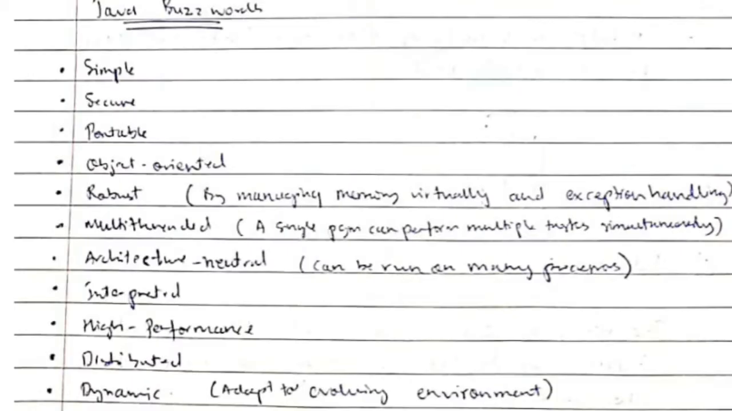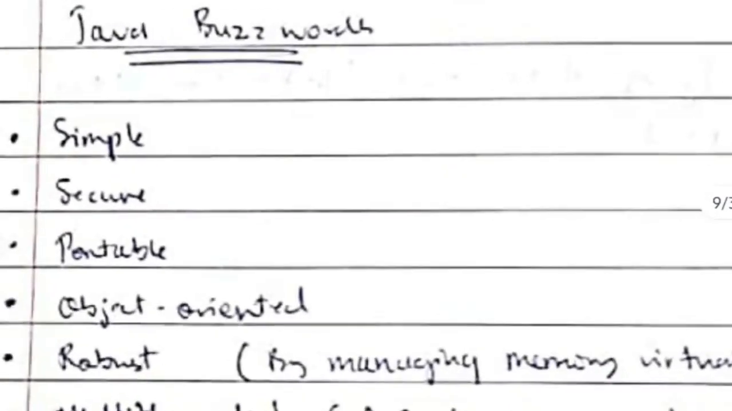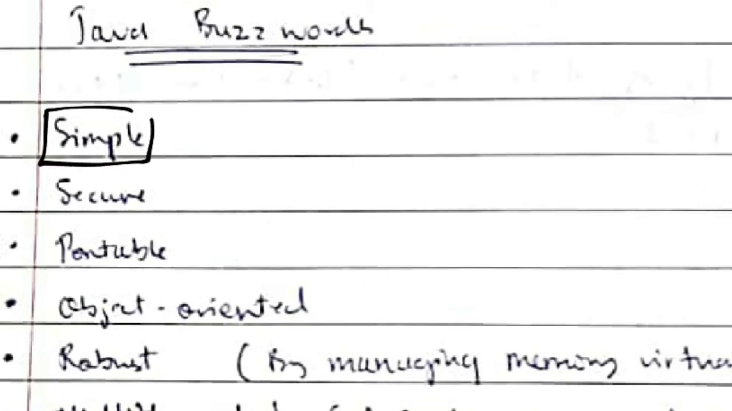Okay, this topic has been repeatedly asked in exams, which is Java buzzwords. What are Java buzzwords? See, these are the 11 words which you need to know to understand the working of Java. Many of them are self-explanatory, but I'll be giving brief information about each of these. First one is simple, meaning it does not have as much syntax as C and C++ has, so it's a simple program.